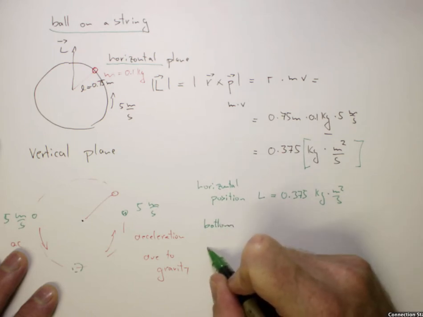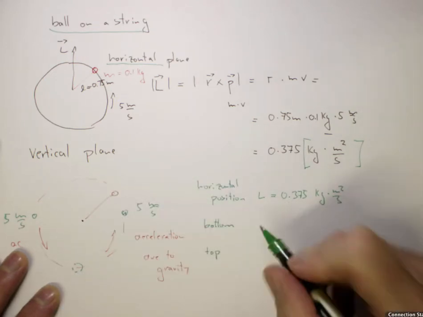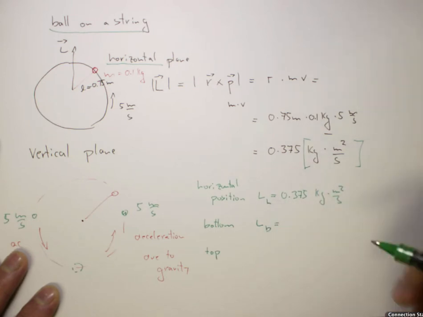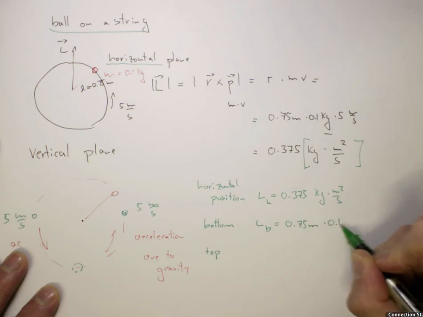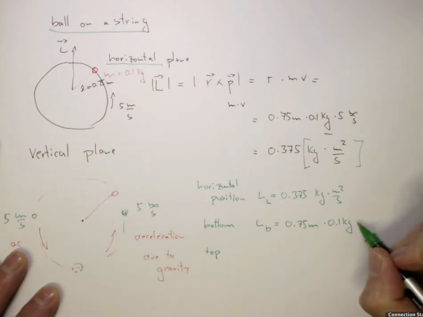And what is it at the top? At the bottom, it should be larger because the ball is faster, and at the top, it should be smaller. So L bottom is, we have still 0.75 meters, 0.1 kilogram mass, and string lengths don't change, but the speed changes.